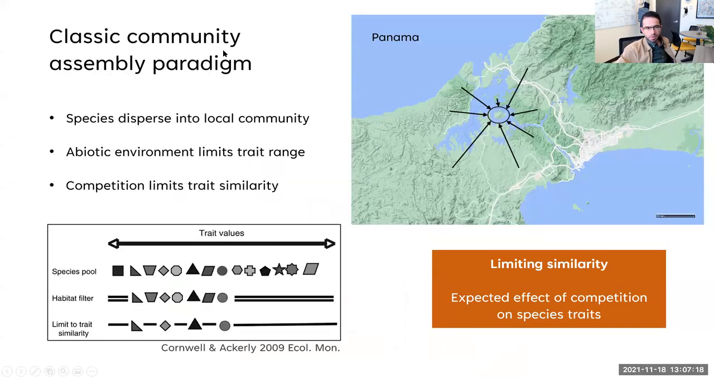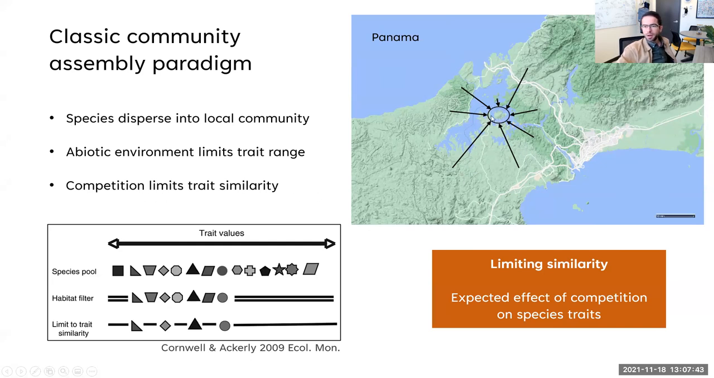So the classic community assembly paradigm is, back to Barro Colorado Island, an island in the middle of the Panama Canal. This island is surrounded by a bigger community, which forms a species pool. Those are species that can disperse into the island.